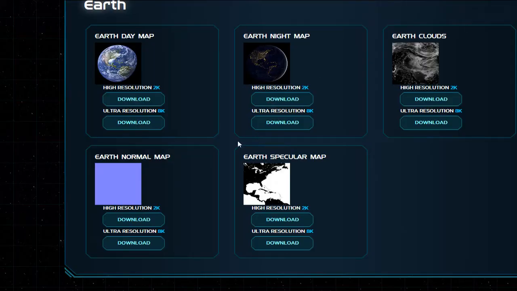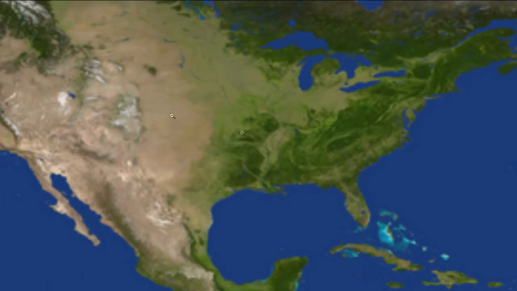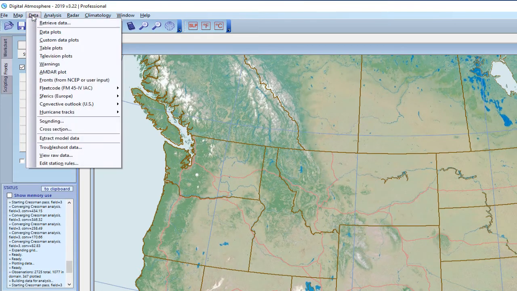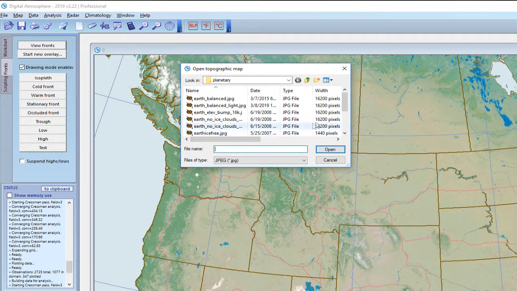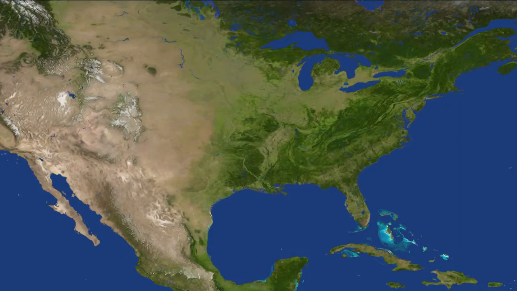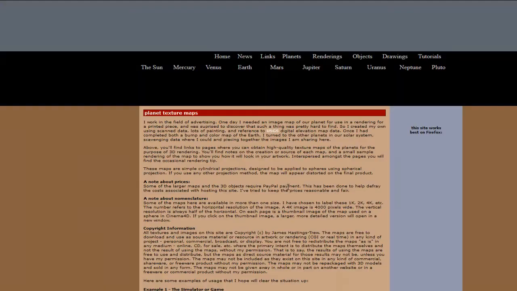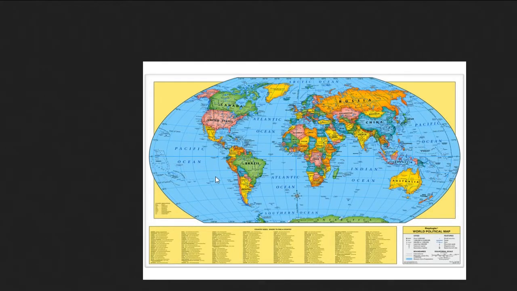So any of these will work. The higher resolution ones are preferred. See this ultra resolution 8K? That's going to work even better. You can see there's more detail there. And the one that I use is 16,000 pixels. And that's how I get these results. So look around on the internet. There are sources out there. That's one. Do not use maps like this. See how they're kind of distorted to form a projection? Don't use maps like those. Those are not going to work.